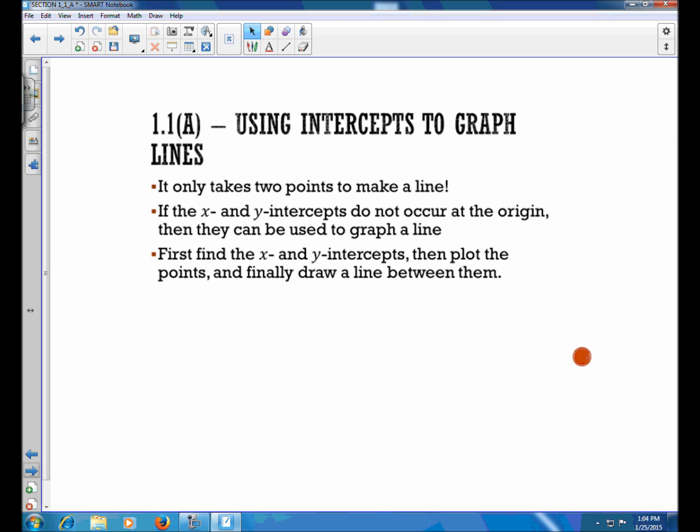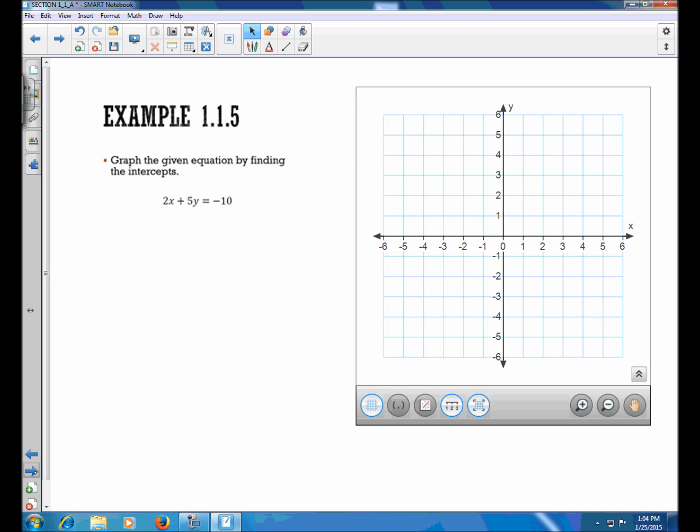You can use the intercepts of a given equation in order to graph a line. Remember that it only takes 2 points to make a line. Right? So if the x and y intercepts do not occur at the origin, then you can use both intercepts to graph the line. If the x and y intercepts do occur at the origin, then they'll be the same, and you will need another point in order to graph the line. So to graph the line, first find the x and y intercepts, plot those points, and then draw a line between the two. So let's try an example.